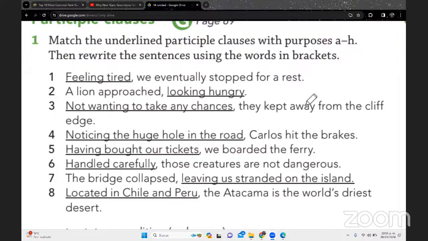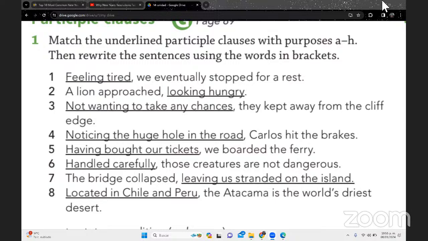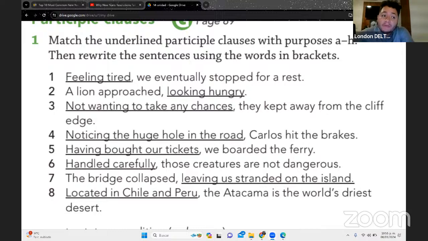Noticing the huge hole in the road, Carlos hit the brakes. Okay. Noticing the huge hole. Huge, yeah? Hole. ¿Quién notó el enorme agujero en el camino? Who noticed? Carlos, pero estamos hablando de la misma persona. But now let's see. Besides of doing this, one of the functions of doing this, remember, is reduce the sentences.